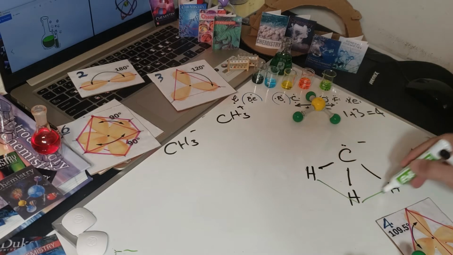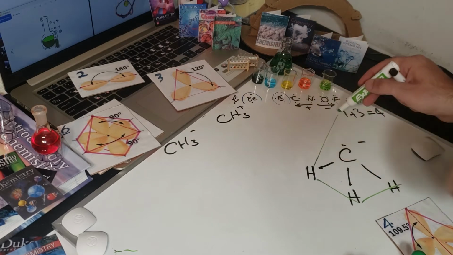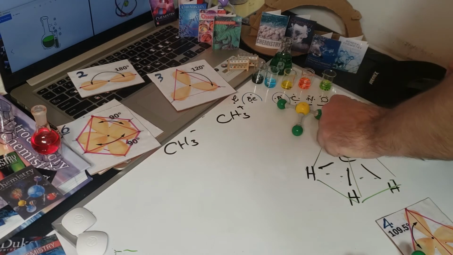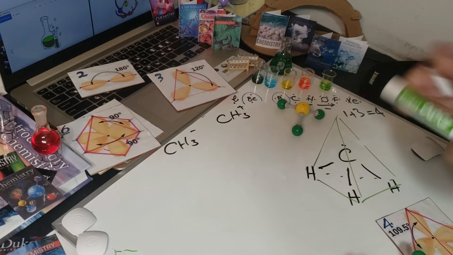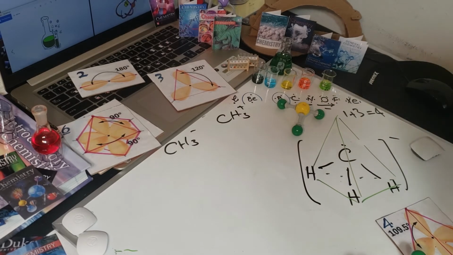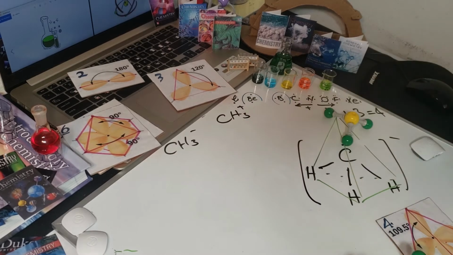Let's just draw the shape. I'll draw it carefully so that I can put the framework in after I draw the whole thing. Okay, and the charge should go to the whole molecule. So that's CH3 minus, a pyramidal structure. Okay, what about CH3 plus?